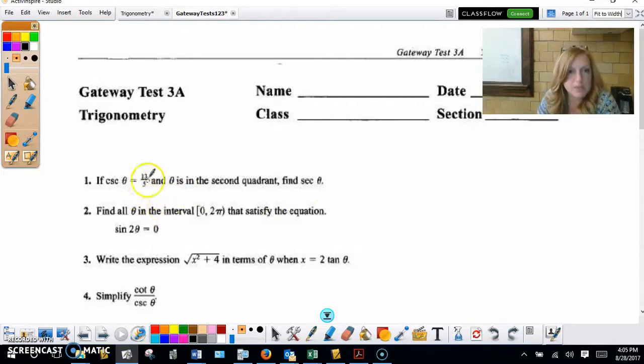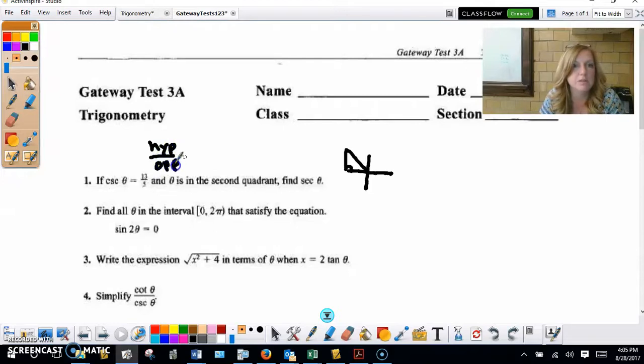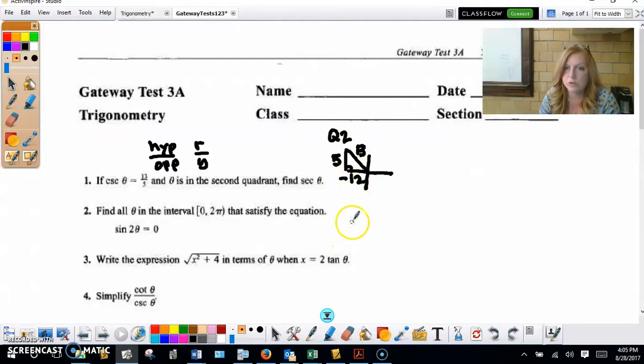So the first problem is that we're given the cosecant of an angle is 13/5 and it's in the second quadrant. To work this type of problem, I would draw the triangle in the second quadrant. I would think about SOHCAHTOA for the cosecant, which is the reciprocal of sine. So it's going to be hypotenuse over opposite, or r over y. So the radius is going to be 13 and the y is going to be 5, positive because you're in quadrant 2. And then I would think about the fact that this is a 5, 12, 13. This would be negative because you are in quadrant 2 for your adjacent side.